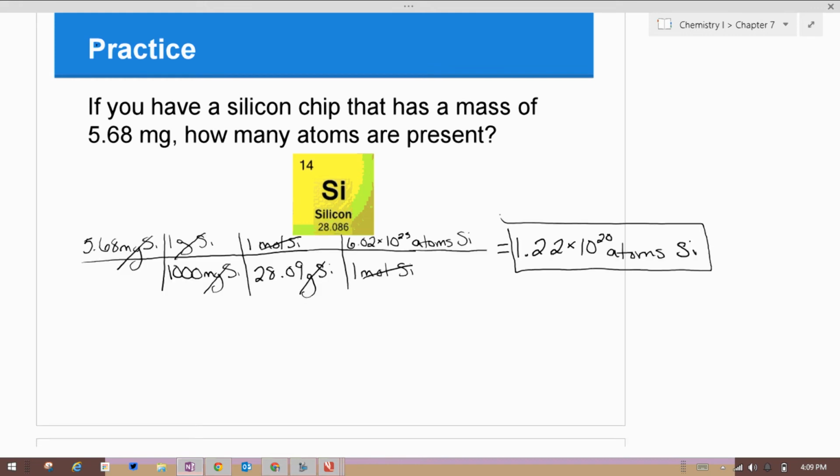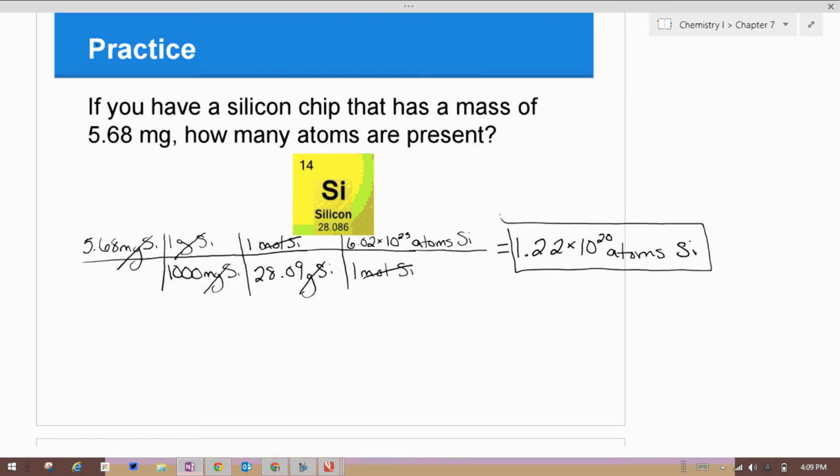So for the first problem, if you have a silicon chip that has a mass of 5.68 milligrams, how many atoms are present? The first thing that we have to do is change those milligrams into grams, because our conversion factors deal in grams, they don't deal in milligrams. So I used the conversion factor: 1 gram is equal to 1,000 milligrams.